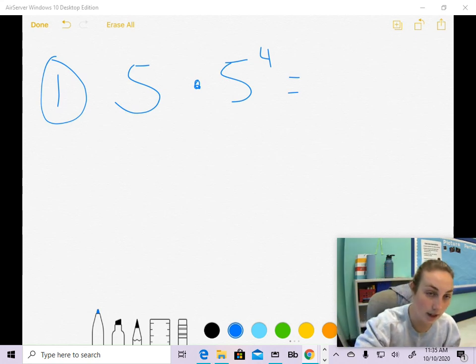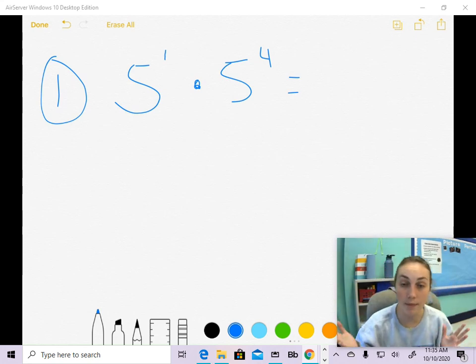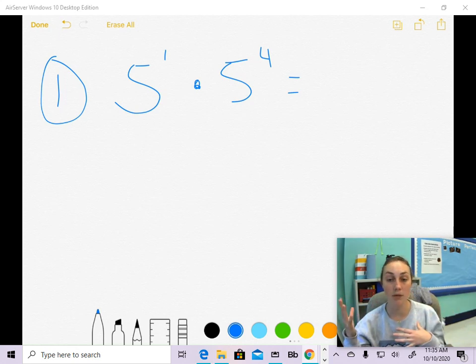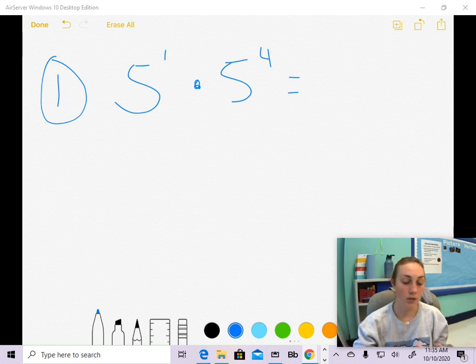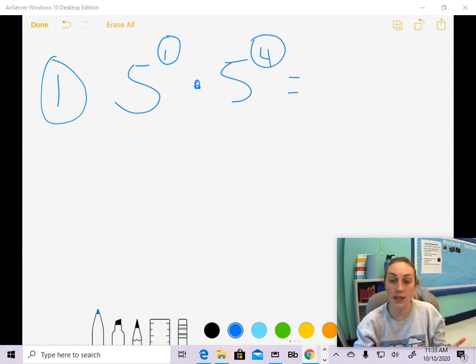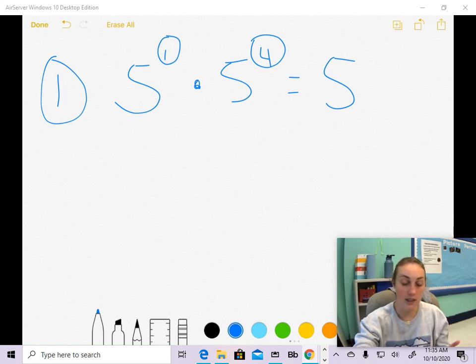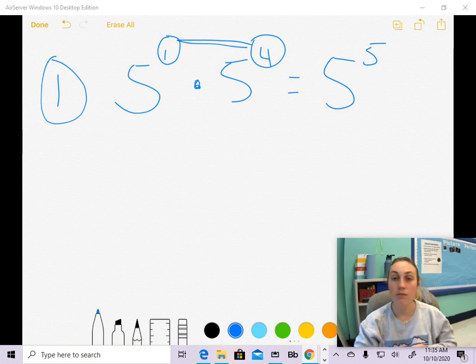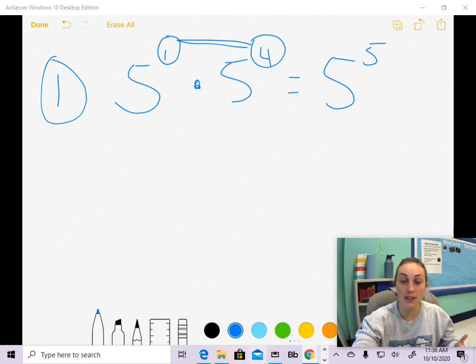Again, 5 would be the same as 5 to the 1 power, because 5 to the 1 power is the number by itself. It's just 5. So that invisible 1 is there. We can put that 1 there, and then we have 5 to the 4th power. With multiplication, if we add these together, we will get our answer. So this would turn into 5, and again, we add these. On multiplication, we add them to the 5th power. And you're done.